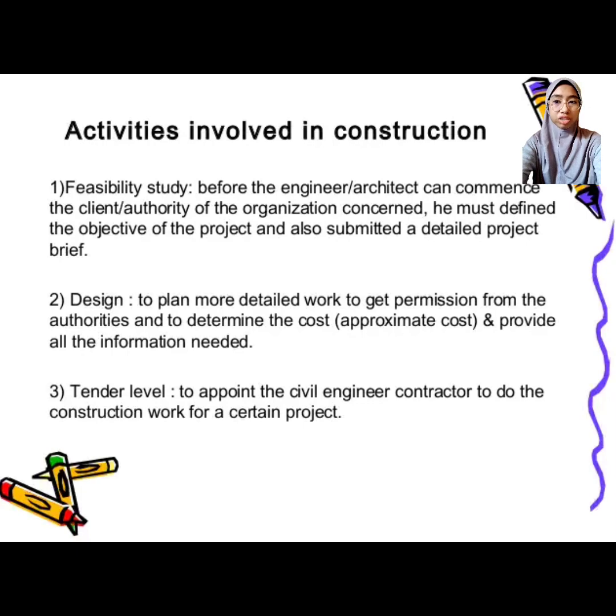The second one is design. It is to plan more detailed work, to get permission from the authorities and to determine the cost, like approximate cost, and provide all the information needed. And the third one is the tender level. It is to appoint the civil engineer contractor to do the construction work for a certain work.